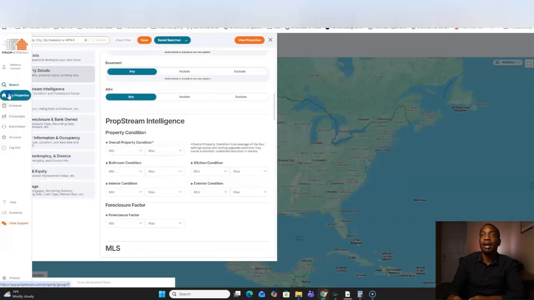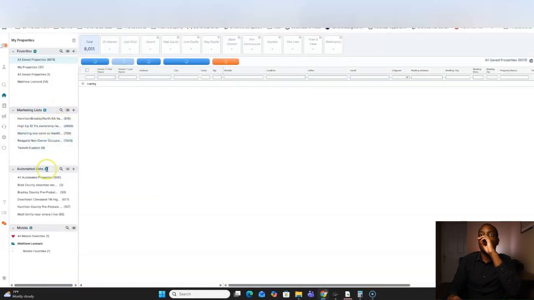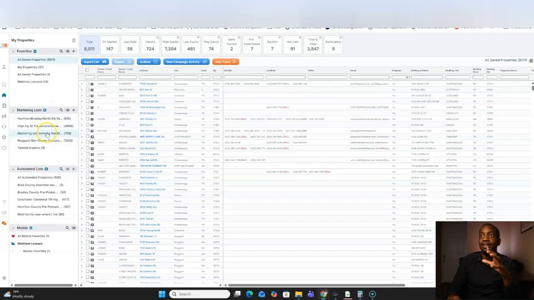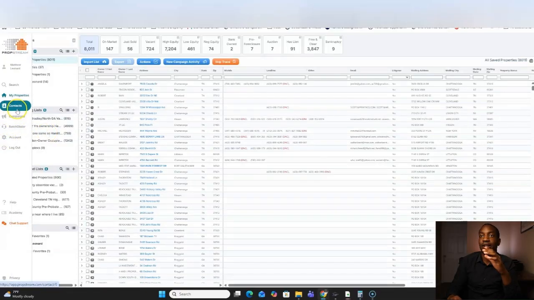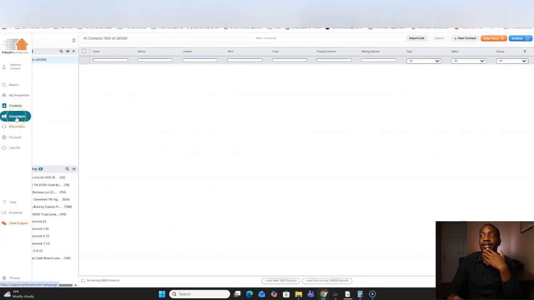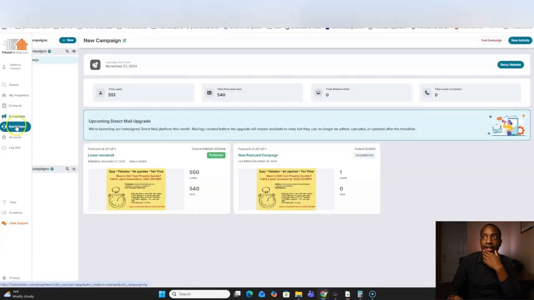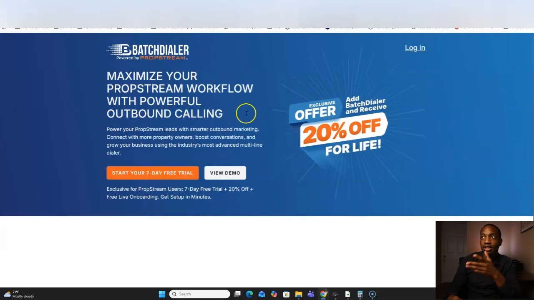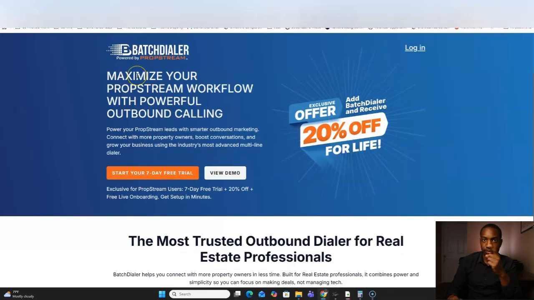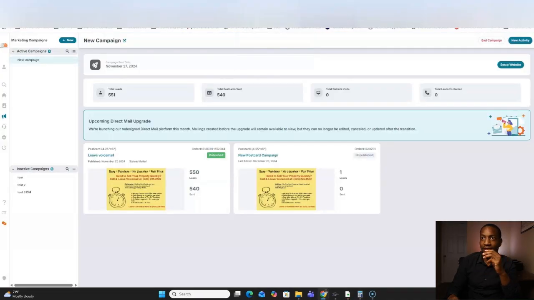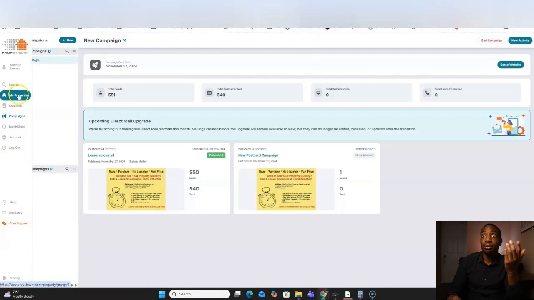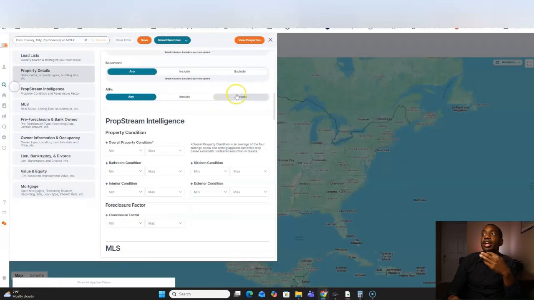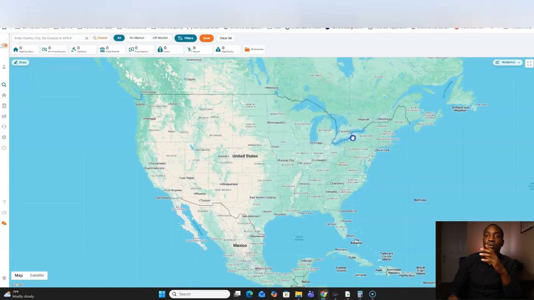And then right here, you have My Properties. This is where you save properties, and you can put marketing lists down here. I have some of them right here. And then you have contacts right here. You have campaigns if you want to do a direct mail campaign. And then BatchDialer, since PropStream has bought BatchDialer, you can connect it directly to BatchDialer. Of course, that's more money that you have to spend, but if you're cold calling, that would be great.